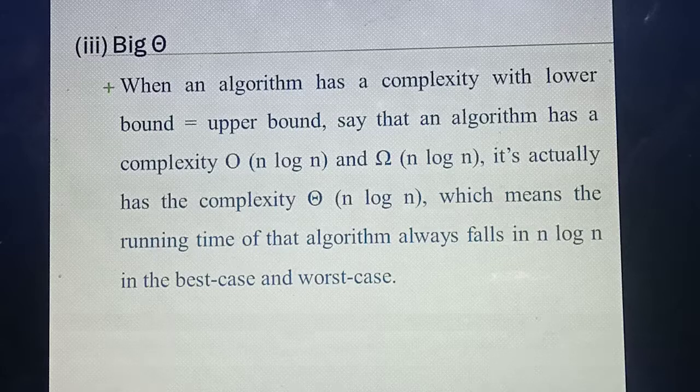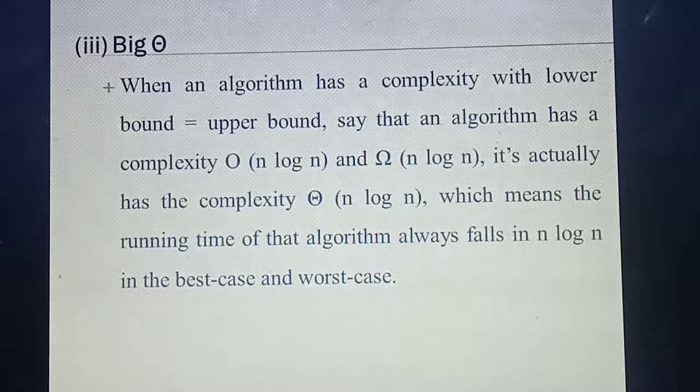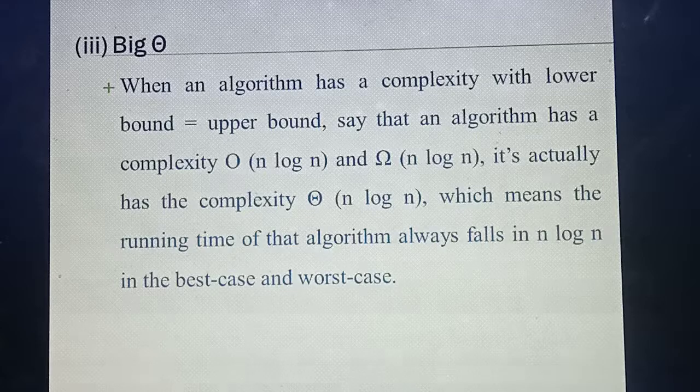Understood? So this question is very important, a 3-mark question. After completion of this session, you should study and write these asymptotic notations. Very important question.